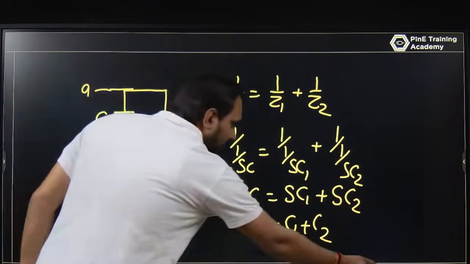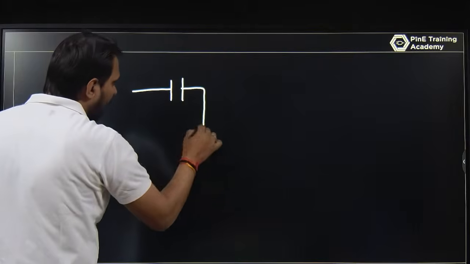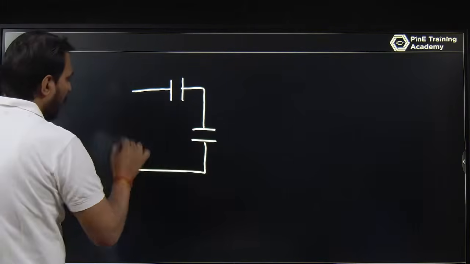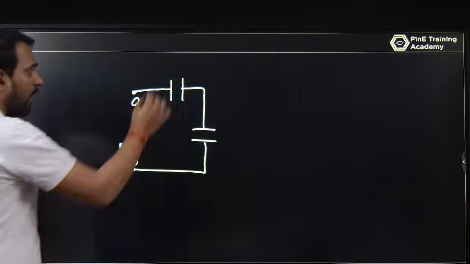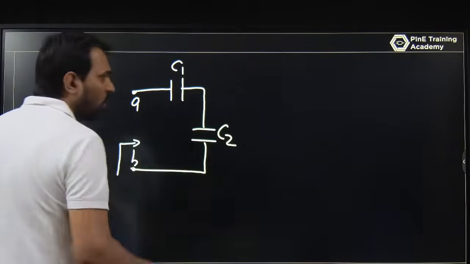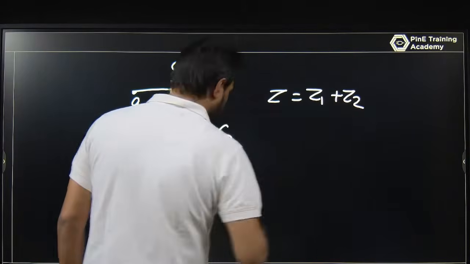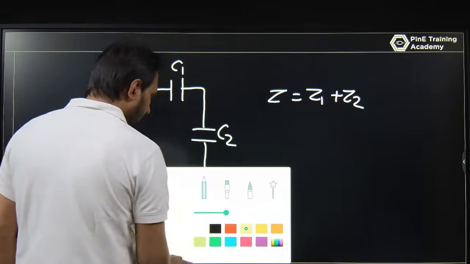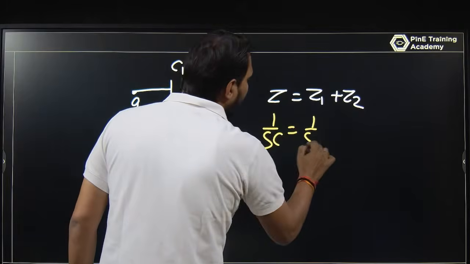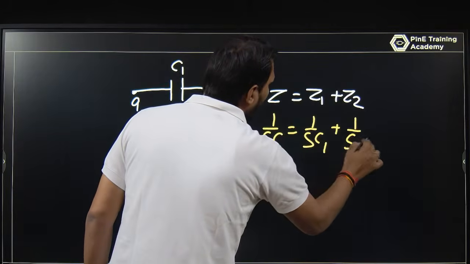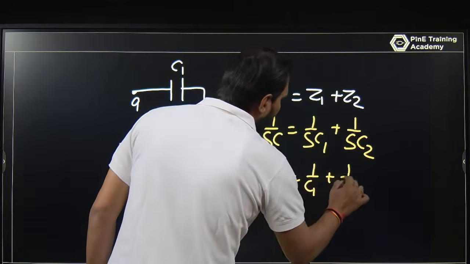And when you talk about series, we have two capacitors, this is C1 and this is C2. So Z is equal to Z1 plus Z2 in series. For capacitors, 1 upon SC is equal to 1 upon SC1 plus 1 upon SC2. That is, 1 upon C is equal to 1 upon C1 plus 1 upon C2.